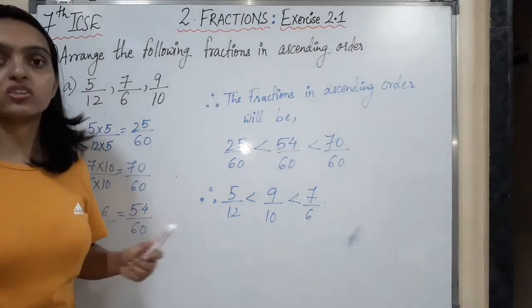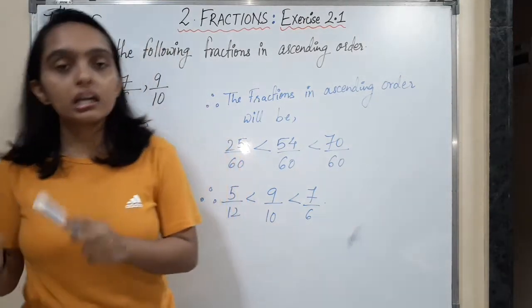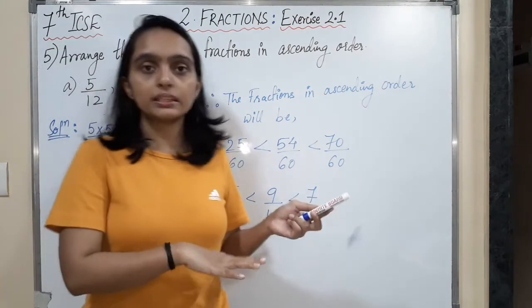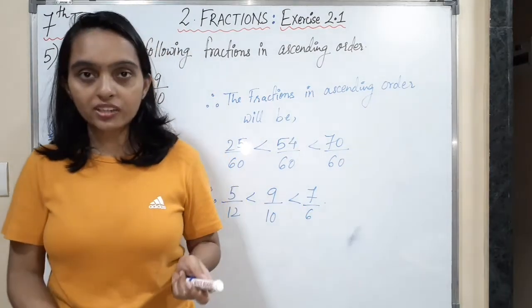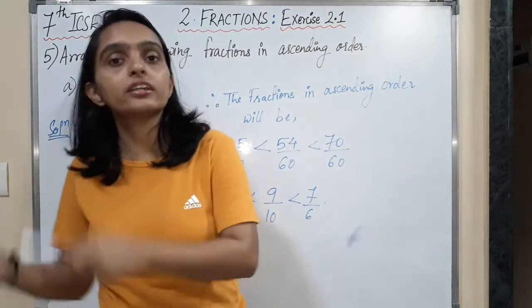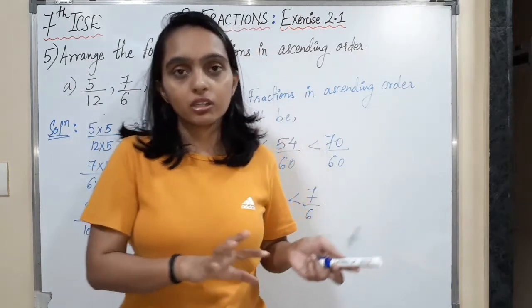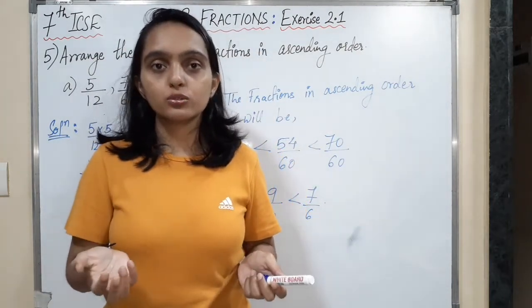This was the fifth question. The sixth question is arrange the given fractions into descending order. So there you will compare the fractions and then convert it into greater to smaller fractions. Okay, that I am leaving for you guys to solve.